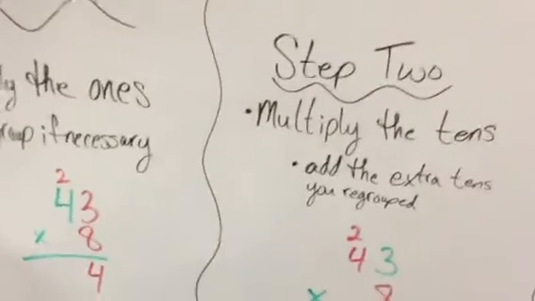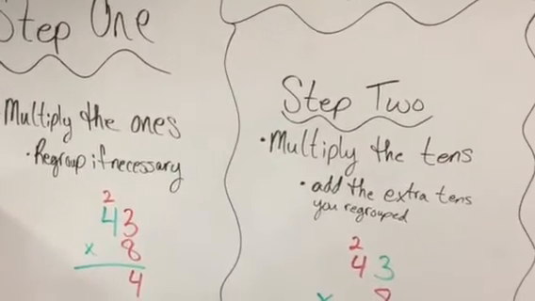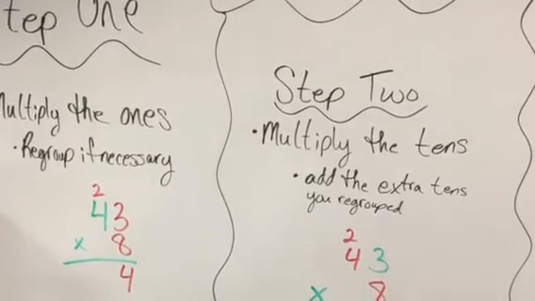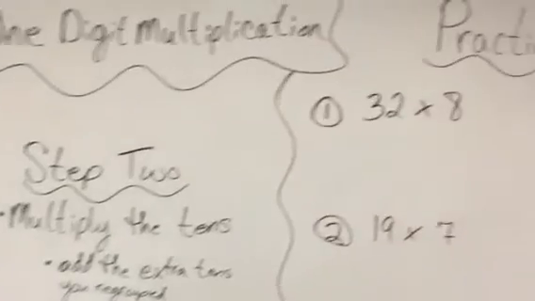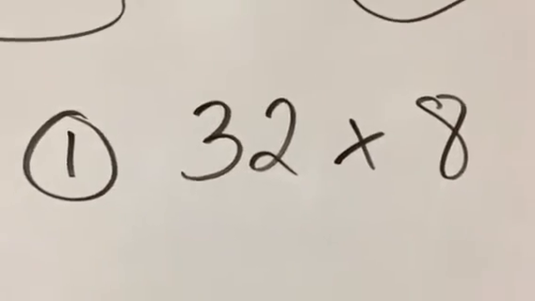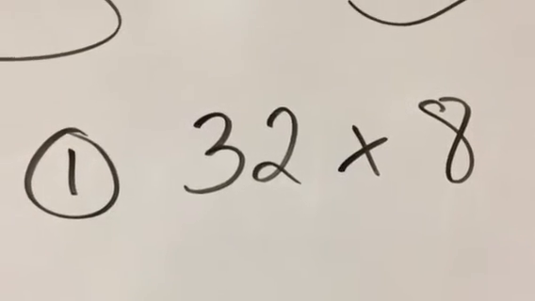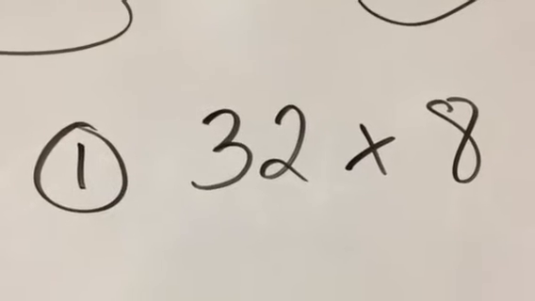And really, those are the only two steps. Multiplying the ones and then regrouping if necessary, and then multiplying the tens and adding the extra tens that you had already regrouped. Let's do a few practice problems. Number 1, 32 times 8. I want you to try doing this. Remember what we said in the beginning. Rewrite all problems vertically and practice it.